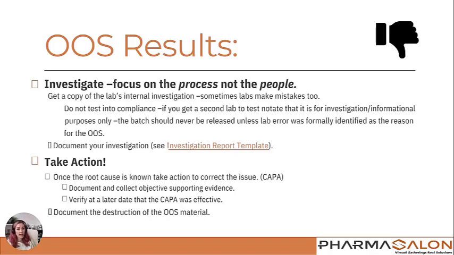And then you want to take action. So once your root cause is known, you need to take action to correct the issue. I have CAPA listed here, which is corrective and preventive action. What are you going to do to immediately correct the problem? And then what are you going to do to prevent it from occurring in the future?